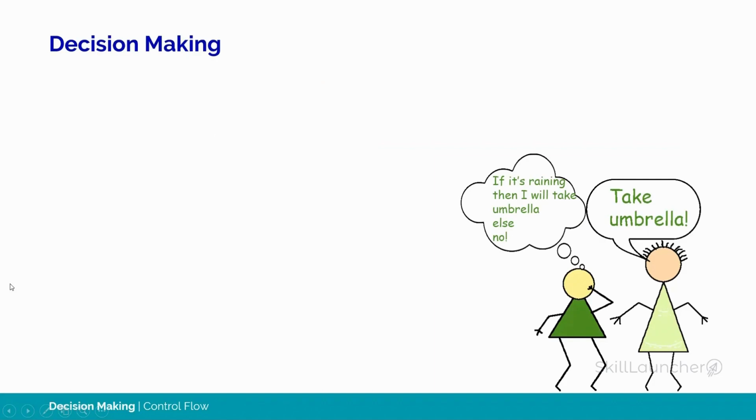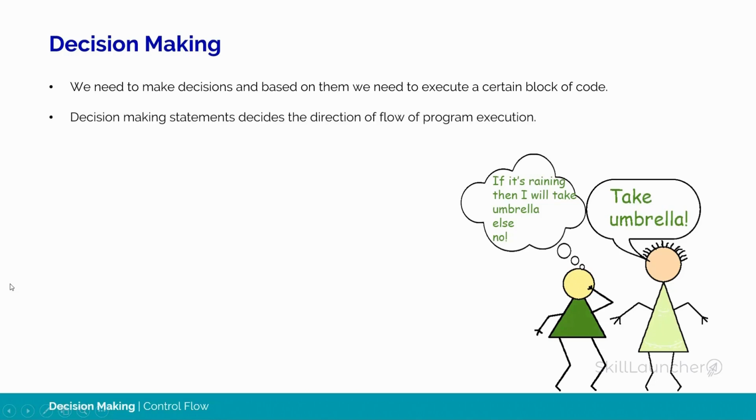In programming, a situation arises where we need to make some decisions, and based on these decisions, we will execute the next block of code. For example, if X condition occurs, then execute Y, or else execute Z. There can also be multiple conditions, like if X condition occurs, then execute P, else if condition Y occurs, execute Q, or else execute R. Decision-making statements in a programming language decide the direction of flow of program execution based upon the conditions.